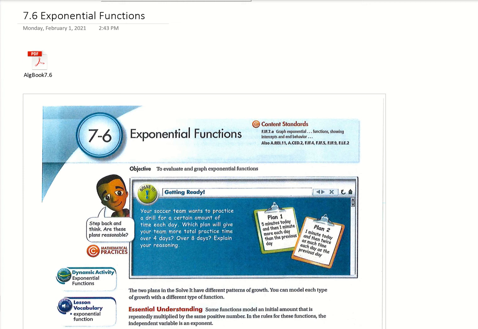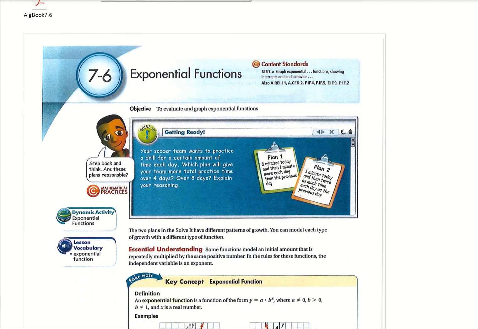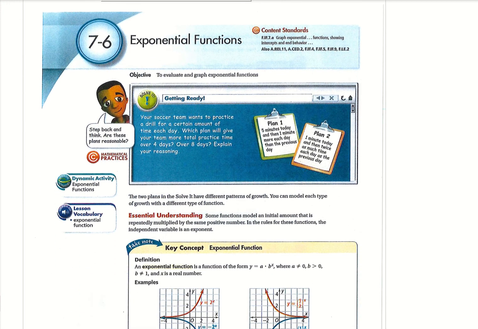This is 7.6, which is exponential functions. All right, so we'll go ahead and jump into it. Our goal here is to be able to evaluate and graph exponential functions. That's just functions with exponents. All right, so we'll go ahead and jump into it.